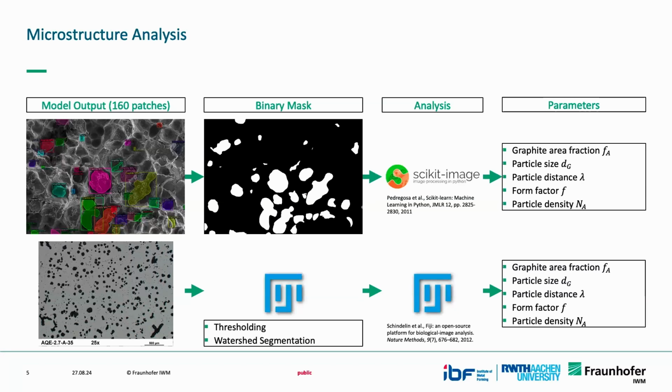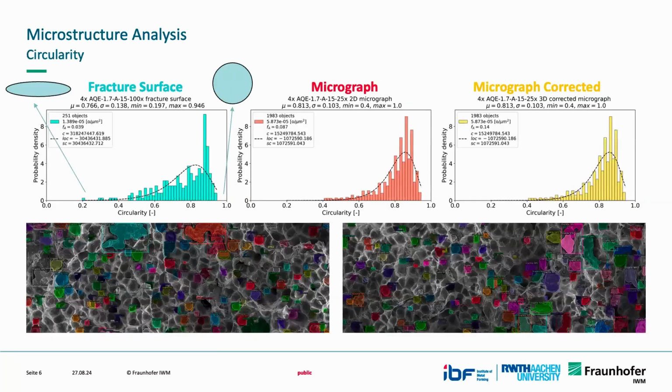So graphite area fraction, particle size, distance, and so on and so forth. And of course, what we did was we did the same procedure for the micrographs of the randomly chosen 2D images and wanted to compare them. Okay, so what we see here now is the statistical analysis of three different types of methods.